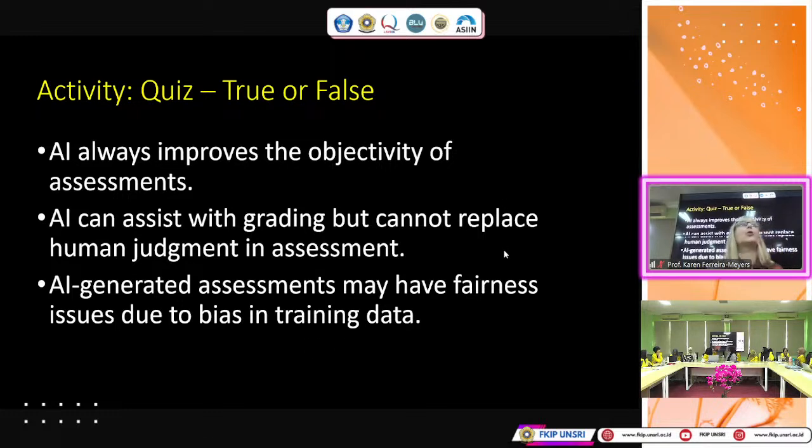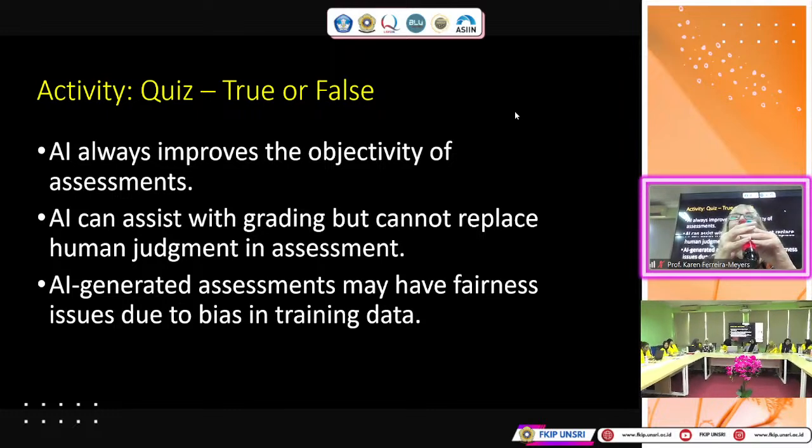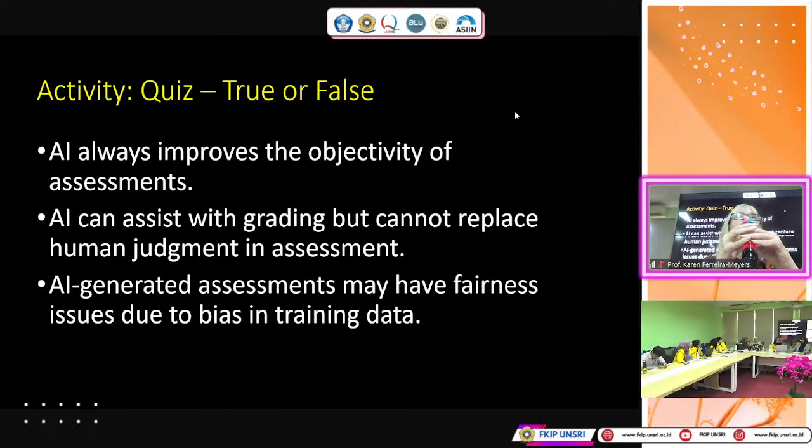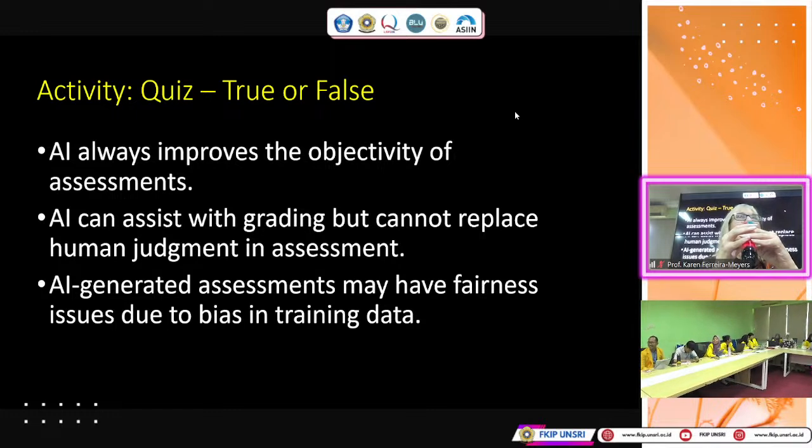Okay, who says true? Raise your hand. If you think the first statement is true, raise your hand. Who thinks it's false? Raise your hand. Hey, you have to take a stand. You cannot just be absent. Yeah, no. You need to decide. Okay, which camp are you in? The true or the false? Okay, raise your hand if it's true. Let's do the head count.